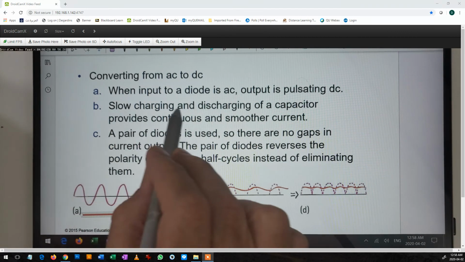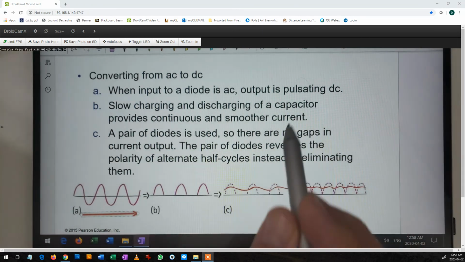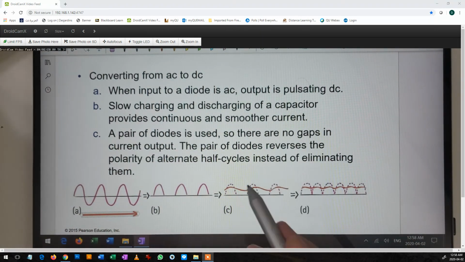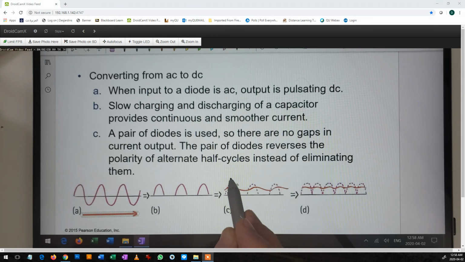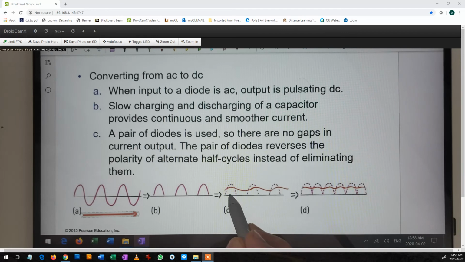Slow charging, discharging for a capacitor. After this we put a capacitor. At the positive signal the capacitor is charged. At the negative signal the capacitor is discharged. So the capacitor will take energy from us in the positive cycle and return it to us in the negative cycle.